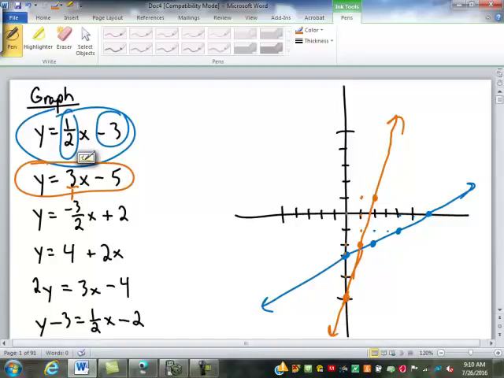Any questions so far? How many of you got the first two right? How many would have? They just kind of forgot a little bit overnight. Okay, it all makes sense now?